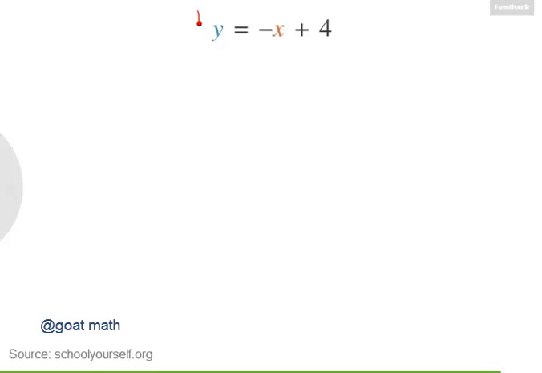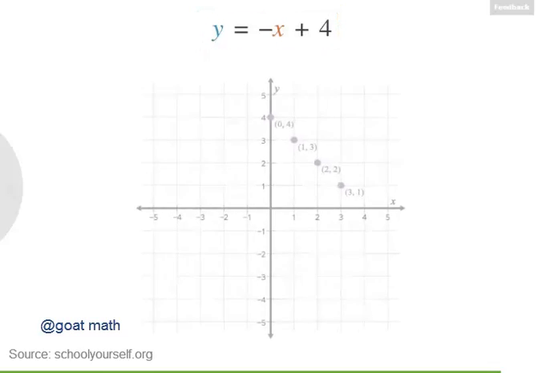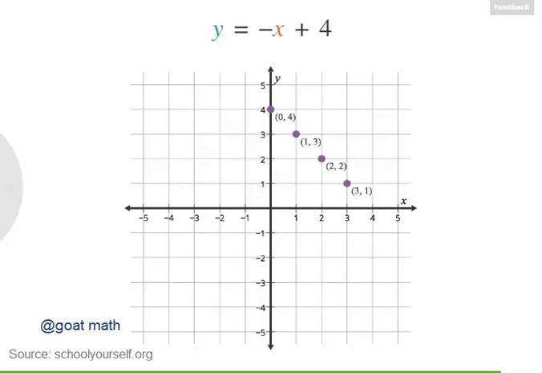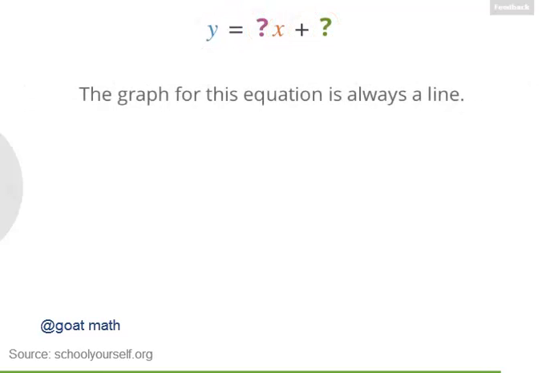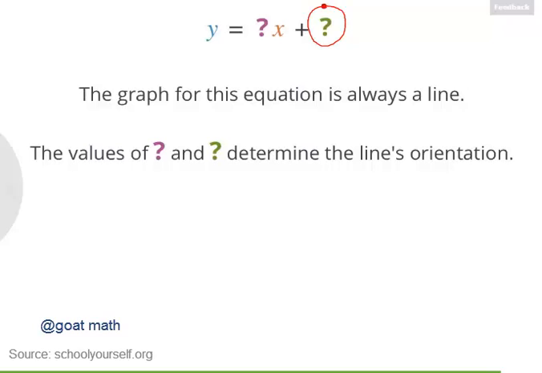Great! So for the equation y equals negative x plus 4, here are a few of the points on the graph. And if we were to plot all of the solutions, we'd get this line here. In general, for any equation that takes this form, y equals some number times x plus another number, the graph will always be a straight line. And the values for these two numbers, whether they're positive, negative, or 0, determine the position and orientation of the line. In later lessons, you'll be able to look at an equation like this and immediately draw its corresponding line.